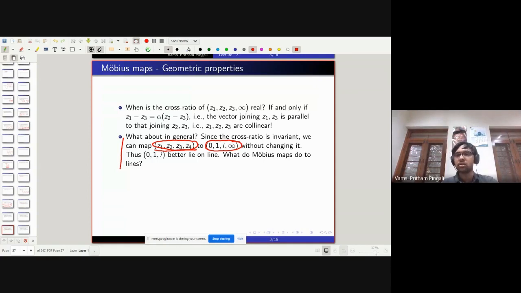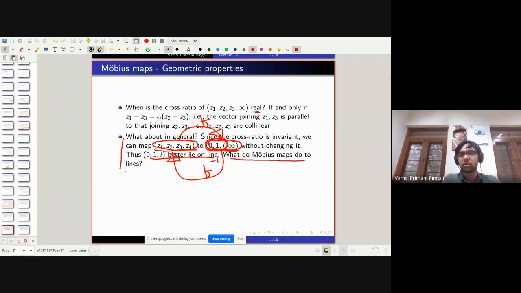In that case, the cross ratio is invariant. And because we are assuming the cross ratio is real, that means the cross ratio of these things is real. That means these 3 lie on a line. So what happens to this line when you go back here? A Mobius transformation supposedly takes these 4 points to these 4 points, right? These 3 lie on a line. So what happens to a line under a Mobius map? So this is the real question. This is just motivation for this question. Don't take it too seriously.